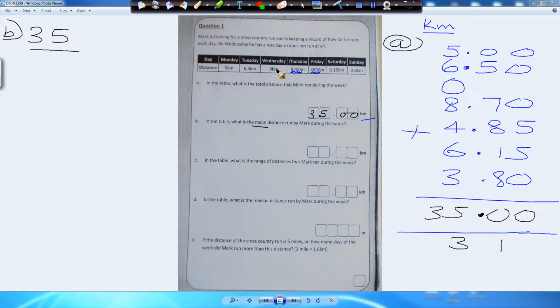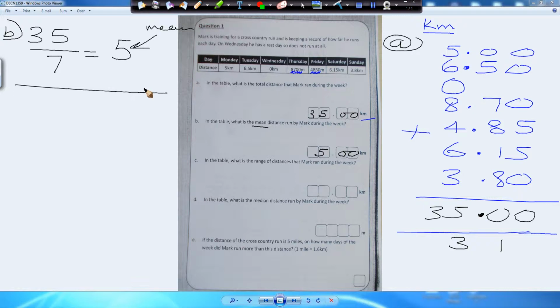Do we count that one as well? Yes, as a number. So 35 divided by 7 will give us the mean, and that gives us an answer of 5. So that's 5 kilometers, which we put right in here as 5.00.